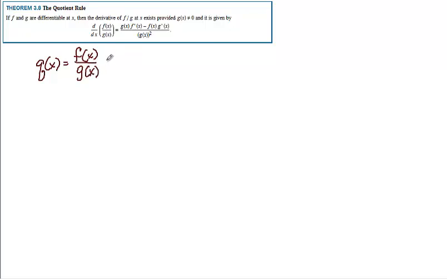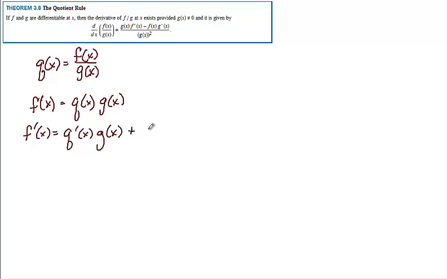Well, I could rewrite this as f of x equals q of x times g of x. If I do this, then I can just use the product rule. F prime of x equals, alright, the product rule tells me that would be the derivative of one of them times the other one plain.